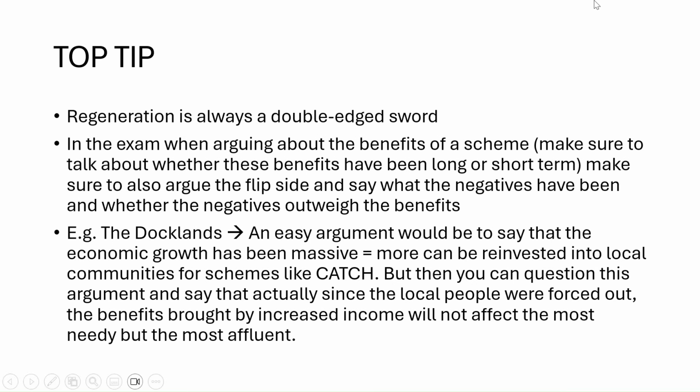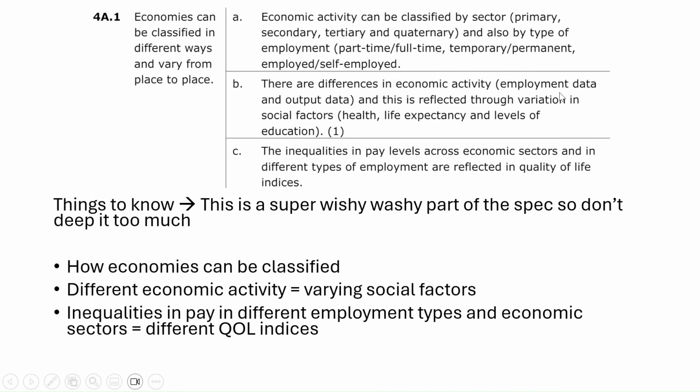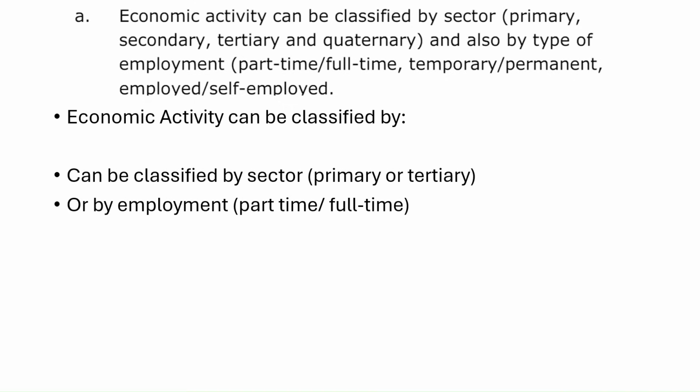So let's move on to the content now. We have 4.8.1: economies can be classified in different ways and vary from place to place. Things to know: how economies can be classified, and how different economic activities, like different sectors, lead to varying social factors like quality of life. You need to know how inequalities in pay in different employment types and economic sectors lead to different levels of quality of life in different places. That's a bit of a mouthful, but let's go.